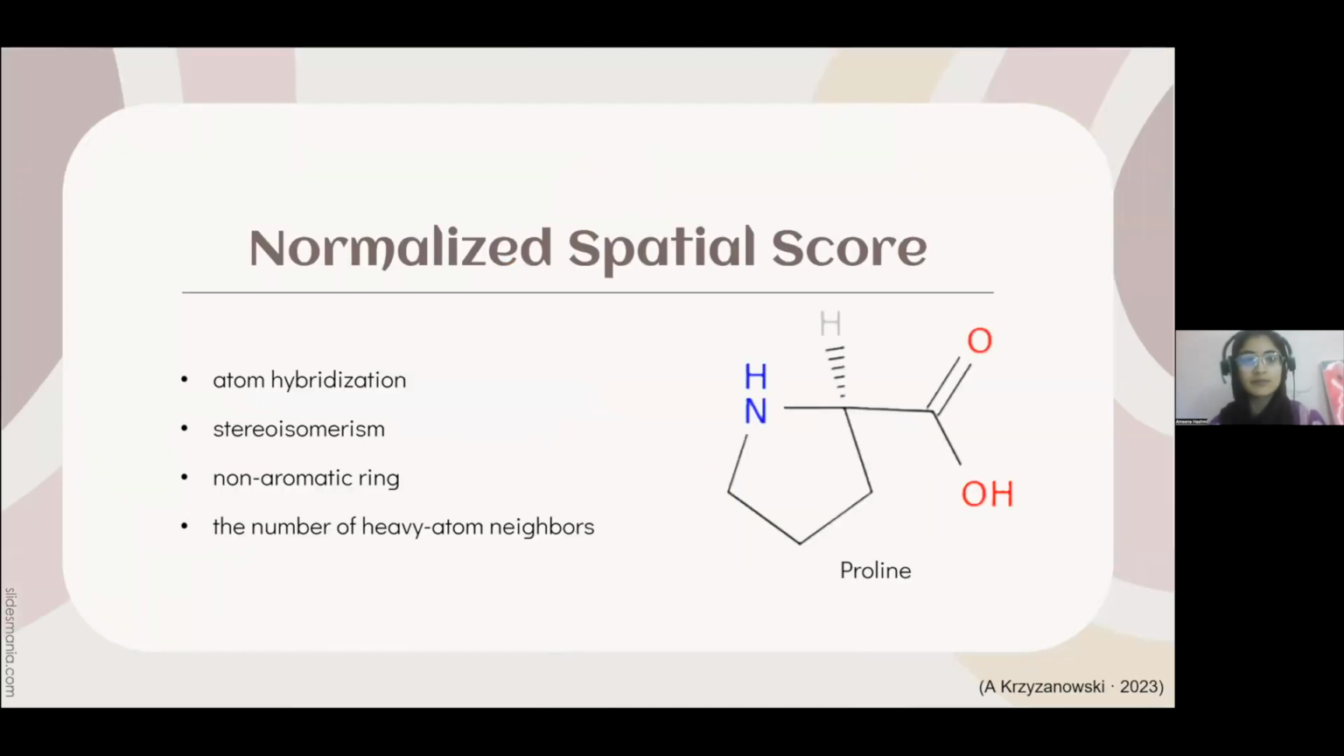So one example of a method that focuses on the structural characteristics of a molecule to determine how complex it is is called the normalized spatial score. It considers criteria such as atom hybridization, stereoisomerism, the presence of a non-aromatic ring, and the number of heavy atom neighbors. But what do these terms even mean? Well, atom hybridization is when atomic orbitals mix to form new hybrid orbitals, which affects the molecule's geometry. Stereoisomerism is the phenomenon when molecules have the same molecular formula, but different spatial arrangement. And what are heavy atoms? Well, heavy atoms are any atoms that are not hydrogen.